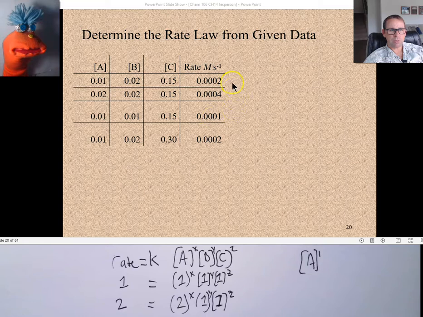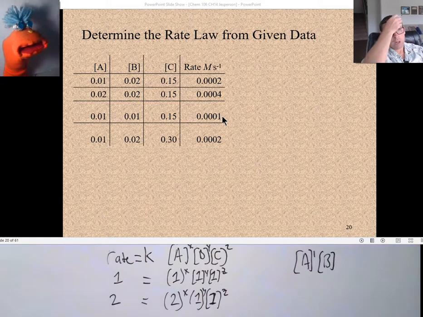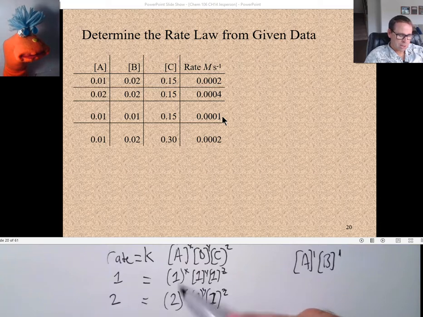And what happens when we double the concentration of B? How does the rate change? It doubles as well. All right. So then what does that mean the exponent on B is? That was, let's see, doubled. It's going to be 1, right? That's right. It's 1. Just like A, when you double it and the rate doubles, that means the exponent is 1.